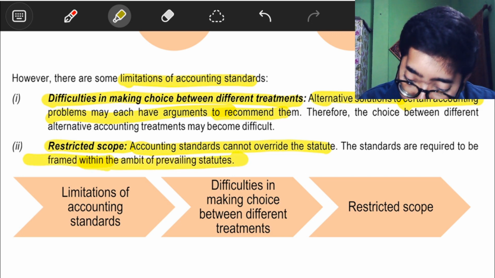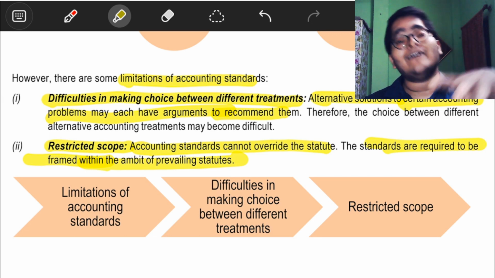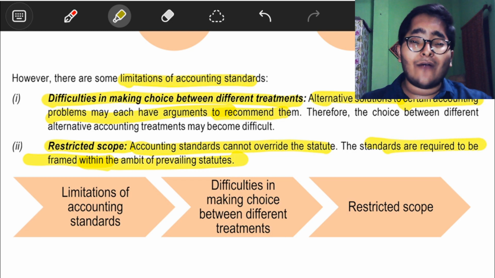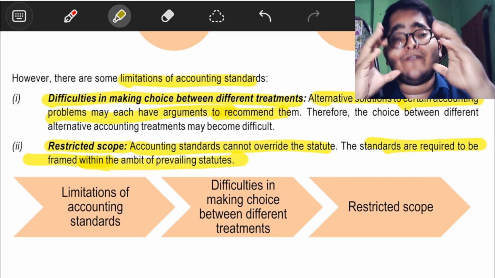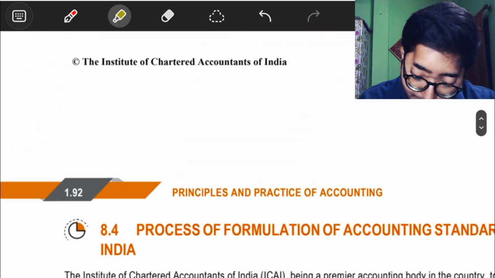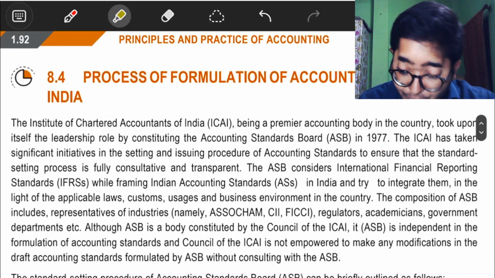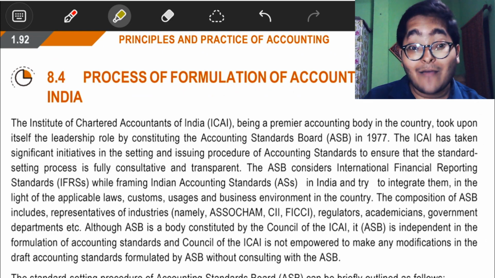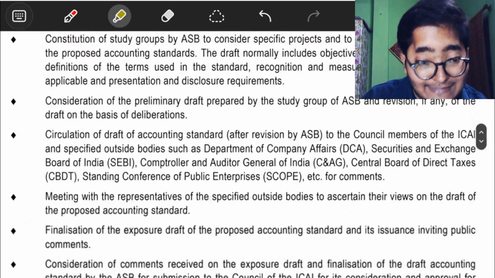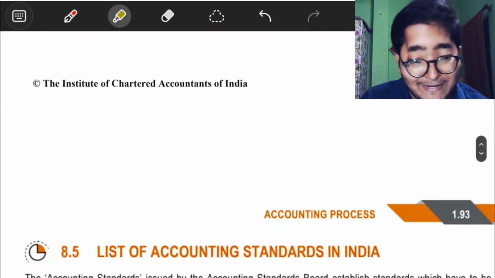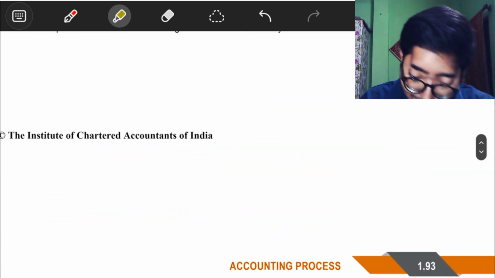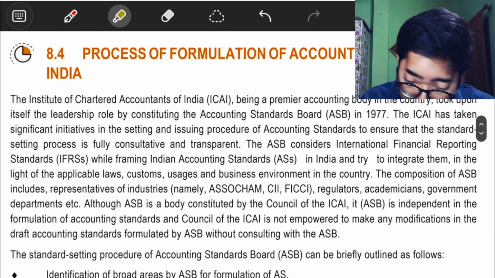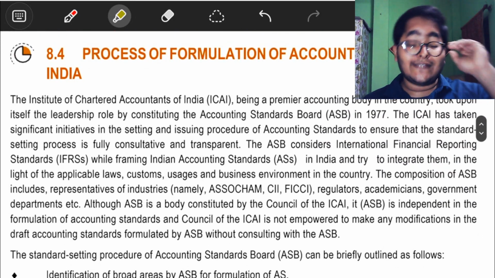एक स्टैट्यूट जो भी बोल देता है उसके अंदर ही अकाउंटिंग स्टैंडर्ड को फंक्शन करना पड़ता है। इसीलिए अकाउंटिंग स्टैंडर्ड जो है एक रिस्ट्रिक्टेड वे में काम करता है। प्रोसेस ऑफ फॉर्मुलेशन ऑफ अकाउंटिंग स्टैंडर्ड इन इंडिया। इंडिया में एक अकाउंटिंग स्टैंडर्ड कैसे फॉर्म होता है उसे एक्सप्लेन करने के लिए ये पूरा पैराग्राफ है। Process of formulation of accounting standards in India.